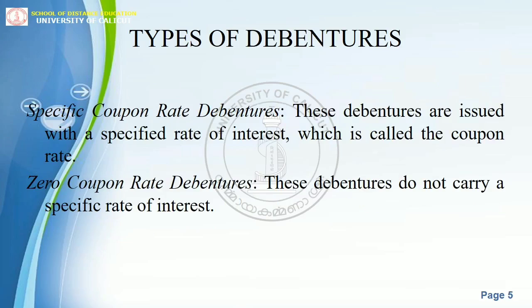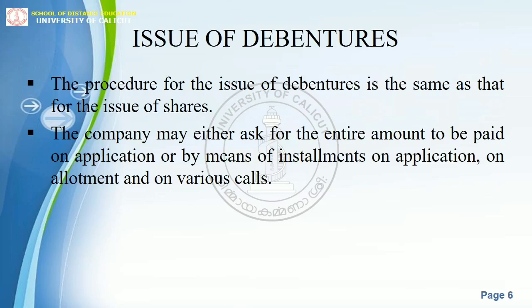Specific coupon rate debentures. These are debentures issued with a specific rate of interest, which is called the coupon rate. Zero coupon rate debentures do not carry any specific rate of interest. The issue of debentures is the same as that of the issue of shares, which we have discussed in our second module. The company may either ask for the entire amount to be paid on application or by means of installments on application, allotment, or various calls.